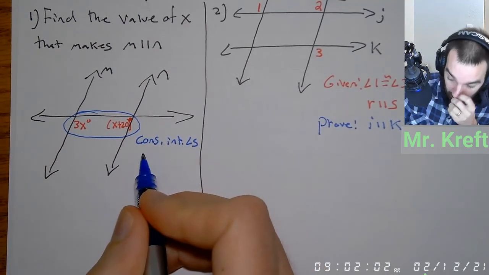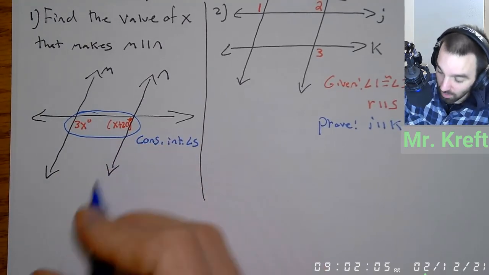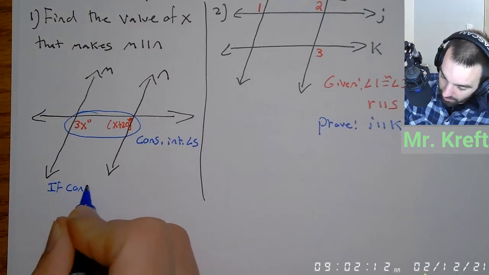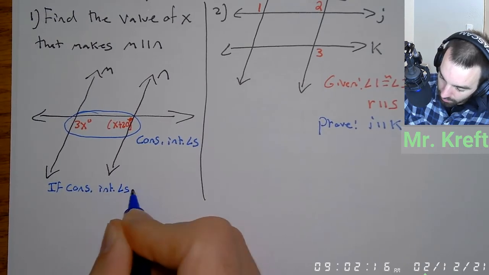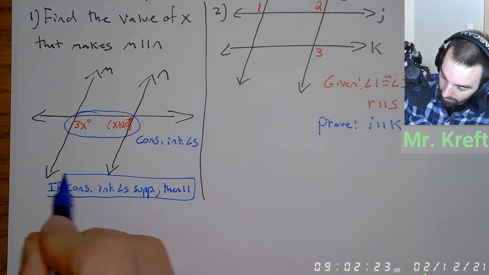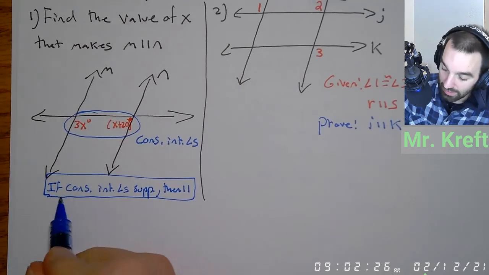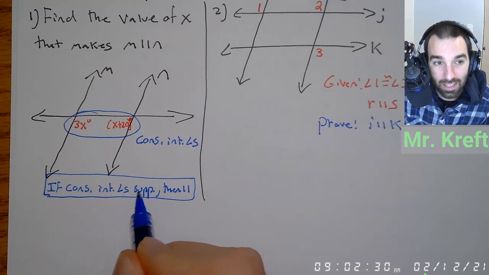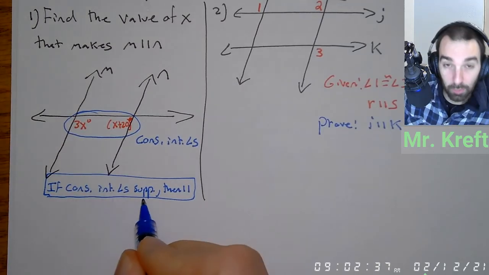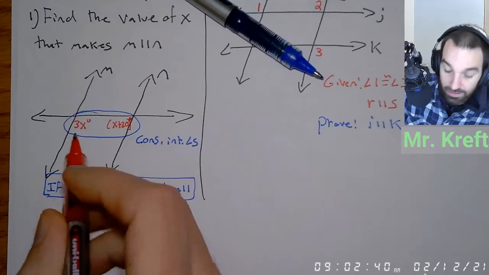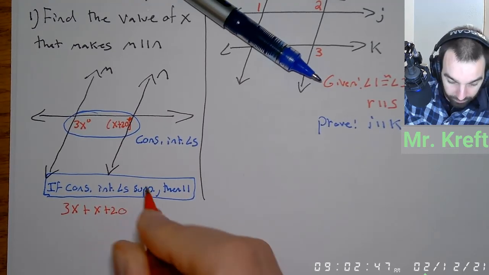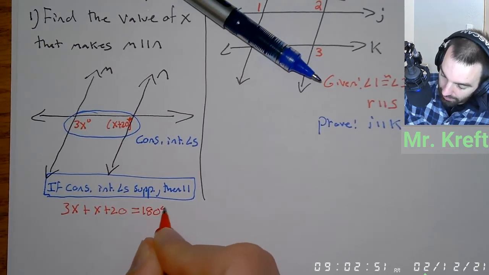Then we want to talk about the fact that these are consecutive interior angles, but we want these lines to be parallel. So then we get that angle rule involved. If consecutive interior angles are supplementary, then the lines are parallel. So we've identified that we're looking at consecutive interior angles, but if we make them supplementary, then the lines will be parallel. And that's what we're trying to get. Supplementary means they add up to 180. So I'm going to take these two angles and add them up to 180. I get 3x plus x plus 20 equals 180 degrees.